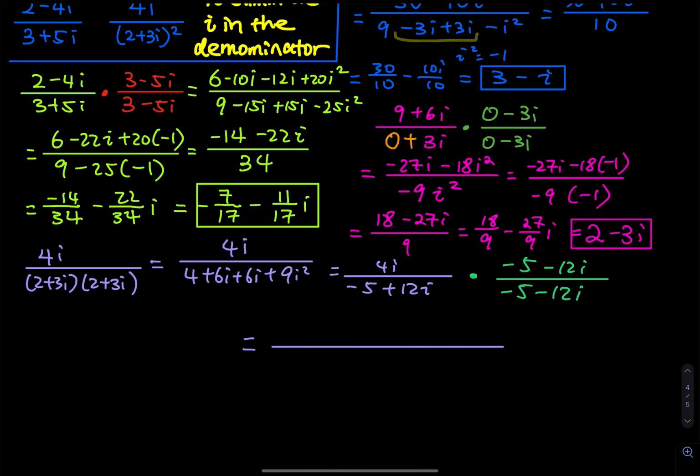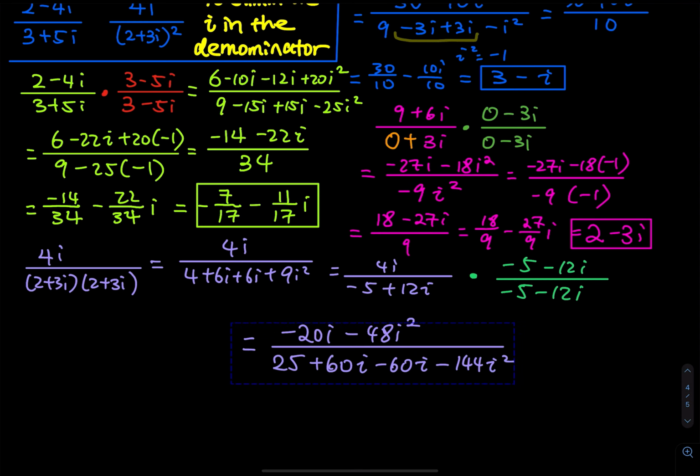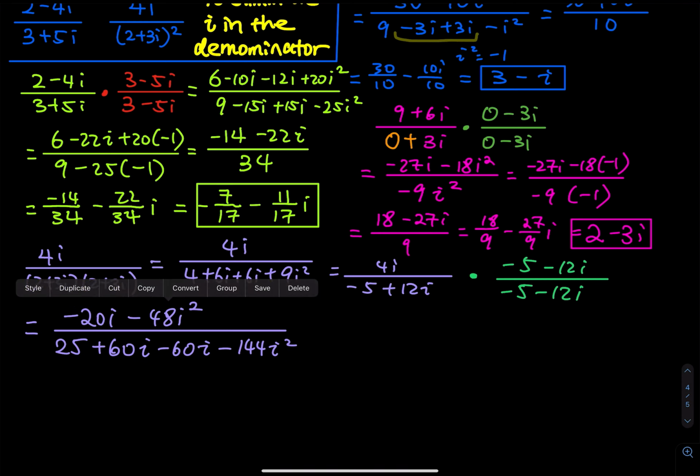Negative 5 times negative 5, you have a 25. Negative 5 times negative 12i, you have a positive 60i. And then minus 60i. And then minus 144 i square. And then the top, negative 4i times negative 5, negative 20i. And then negative 12i times positive 4i, that is a 48 i square. Okay, so how about this? We move this over here, and then we keep on moving.